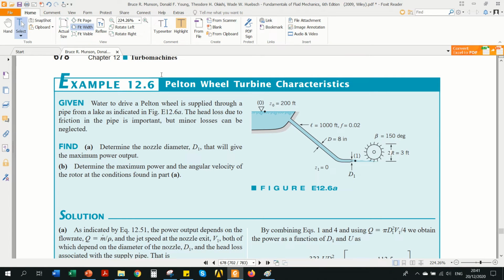So now let's have a look at this example, that is example 12.6, and in this example we are going to see the Pelton wheel turbine characteristics. Given is the water to drive a Pelton wheel is supplied through a pipe from a lake as indicated in this figure. You can see the lake right here. The lake is at a certain height of 200 feet. Then a pipe that runs from the lake carries the water, and then that water passes through a nozzle and strikes this Pelton wheel. So the characteristic length of the pipe, the friction factor, the diameter are given.